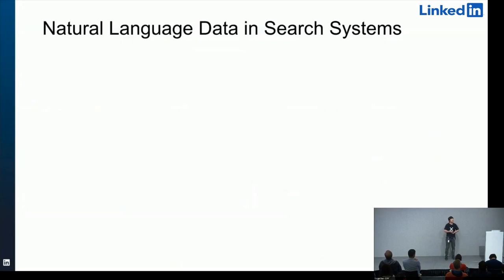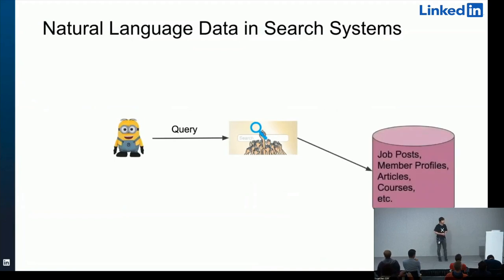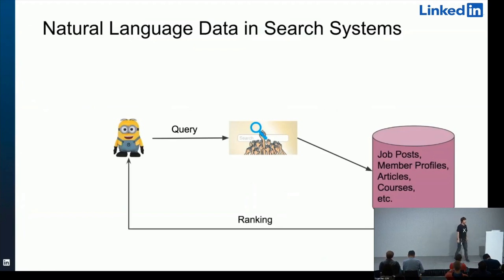So where is this natural language data in search systems? Let's take a look. We have a user, right? The user sends a query to our search system, and the search system tries to fetch data from a large pool of database. A database may contain many kinds of documents, could be job posts, member profiles, course descriptions, or news articles. And then it returns the top K most relevant results to the user with certain ranking algorithms. And sometimes you also want to do personalization, so we make sure users have different search experiences based on their preference.